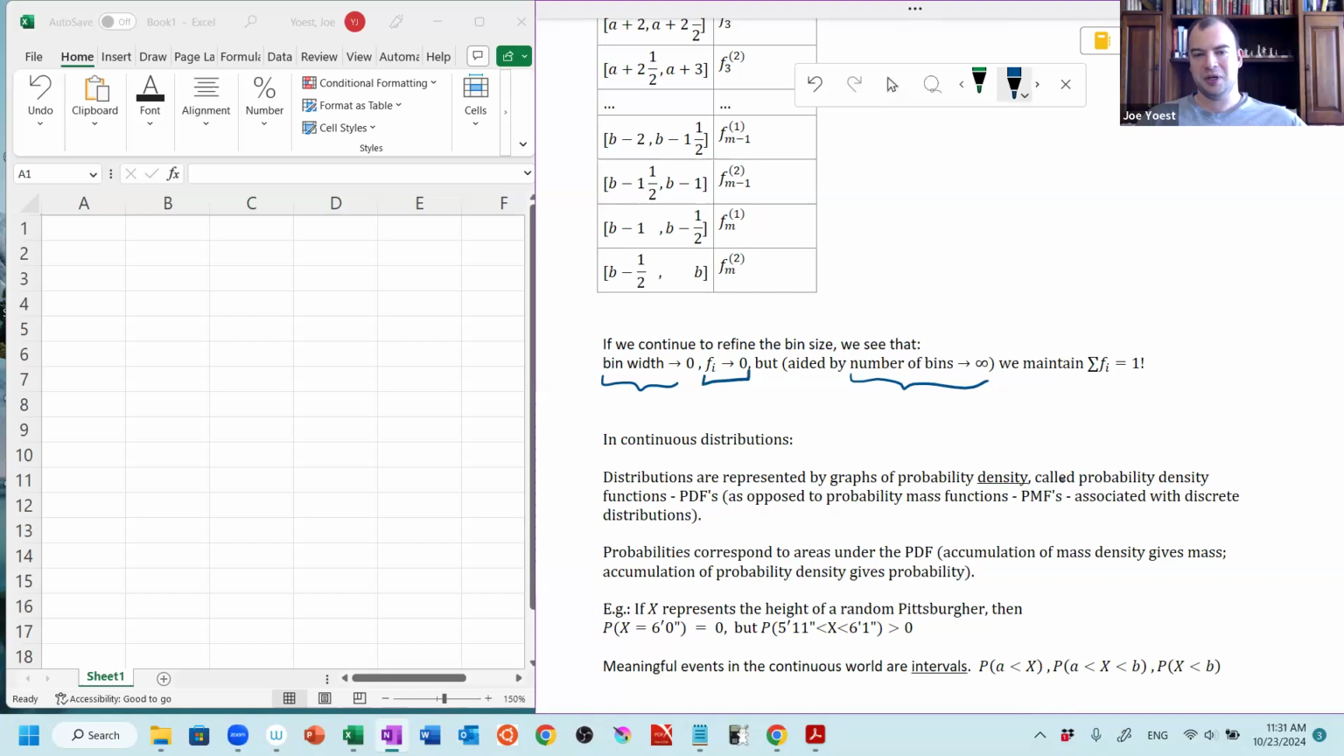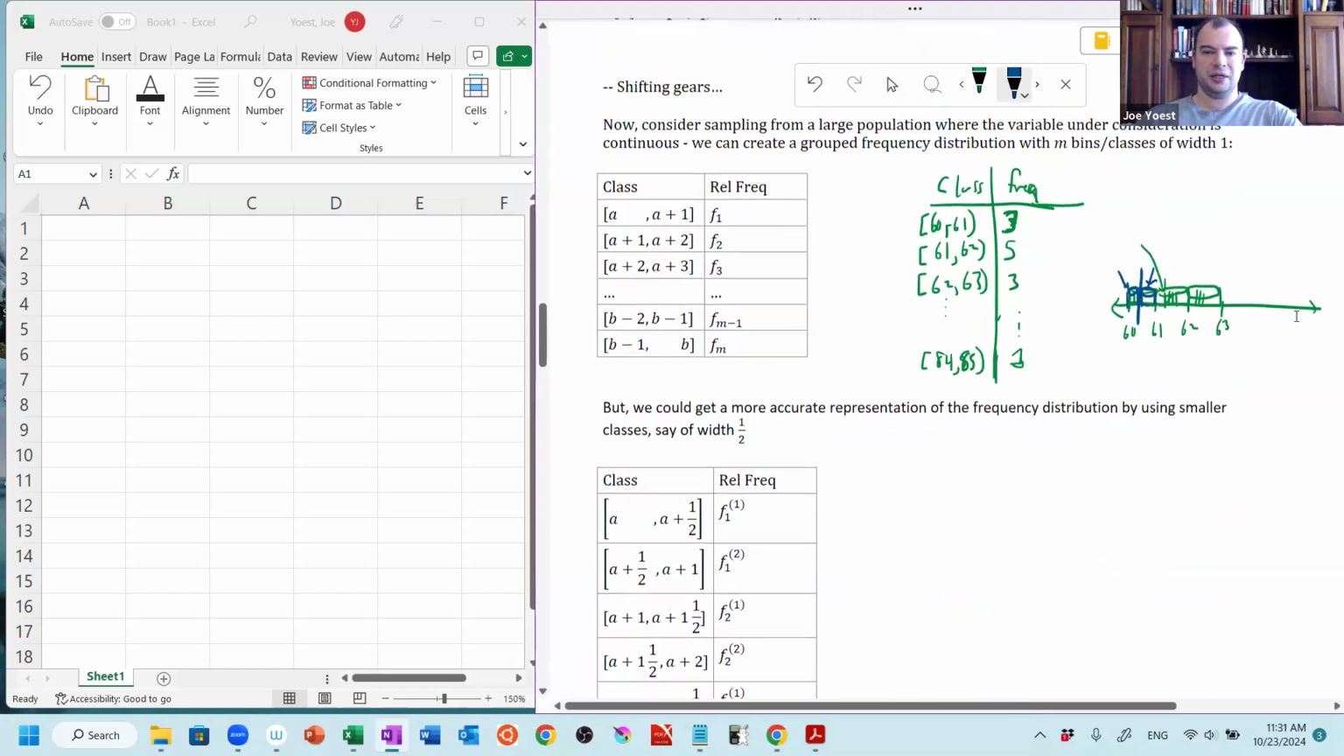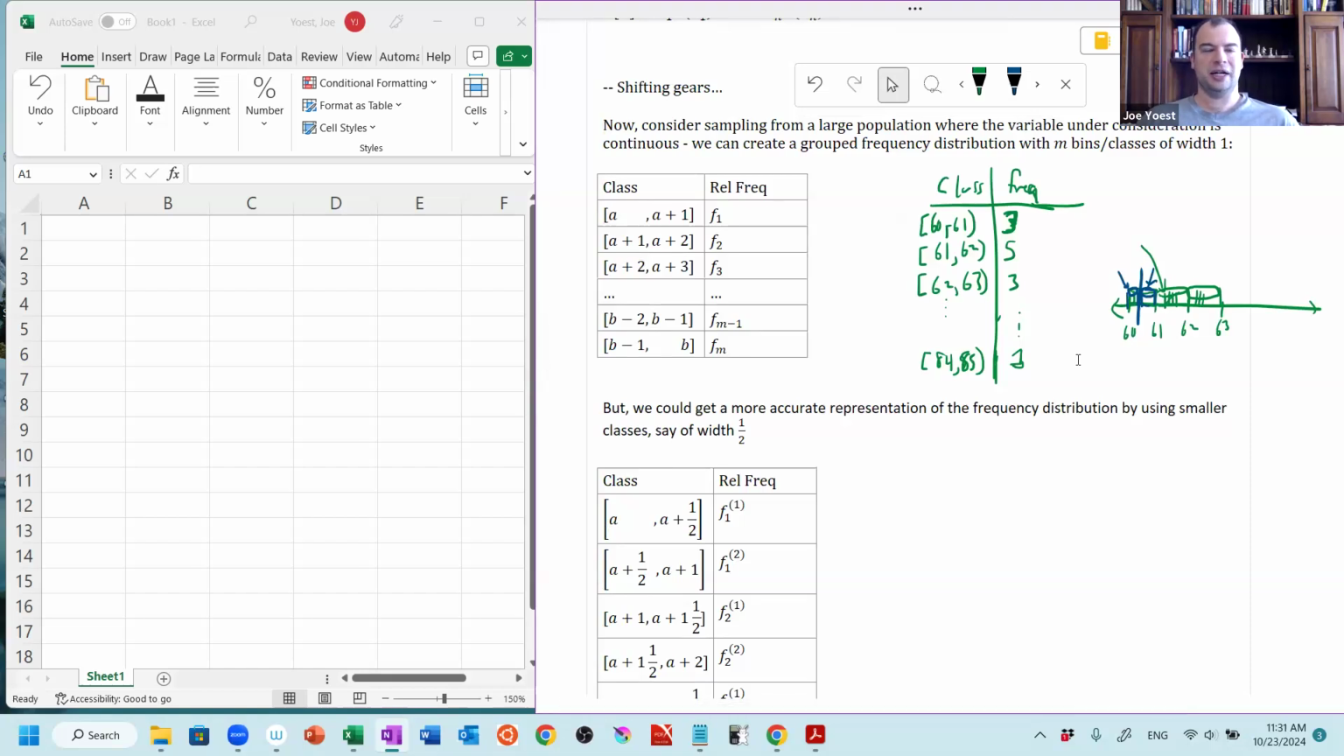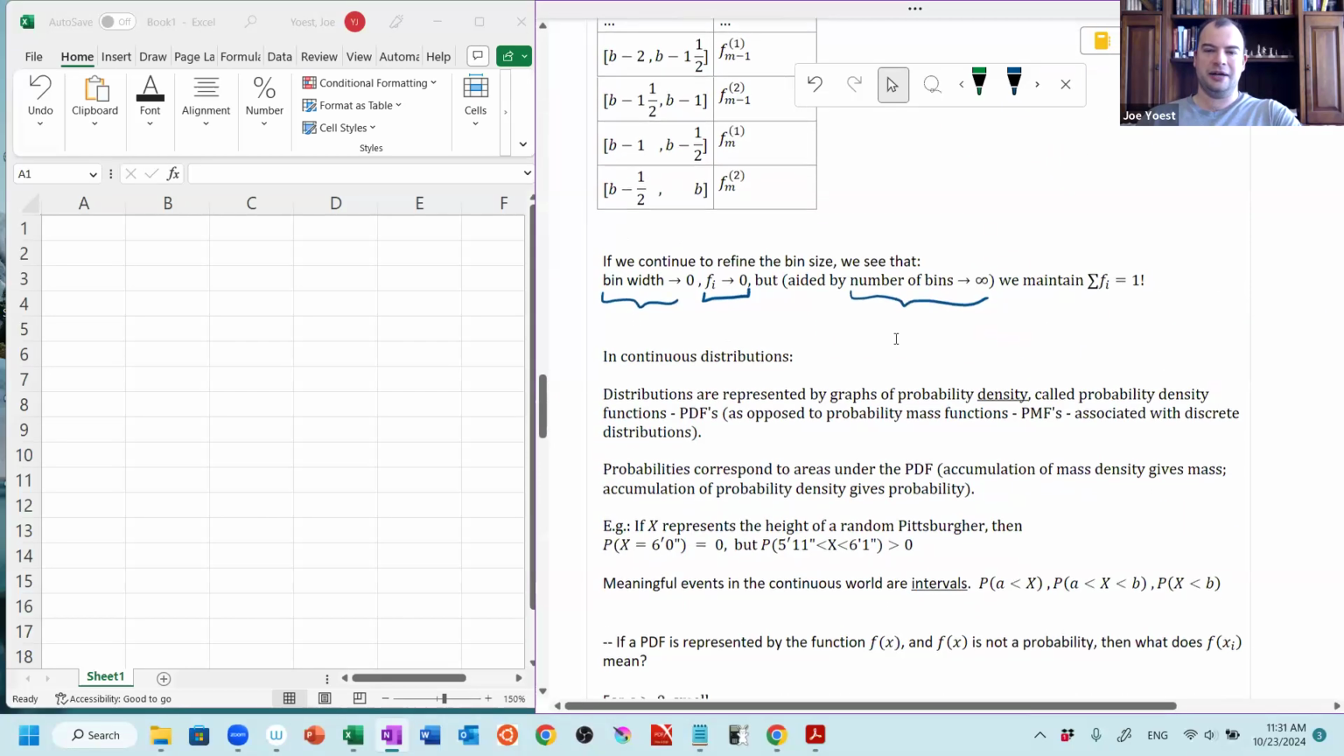Because my bin width gets smaller, the number of outcomes in each bin gets smaller as well, right? If I take however many I had in 60 to 61, what did I say? That was 3. If I split that bin in half, each of my 2 bins is probably going to have something like, on average, 1.5 outcomes. Now I might have 3 and 0, or might have 1 and 2 or something, but on average, the frequencies are going to get split in half.